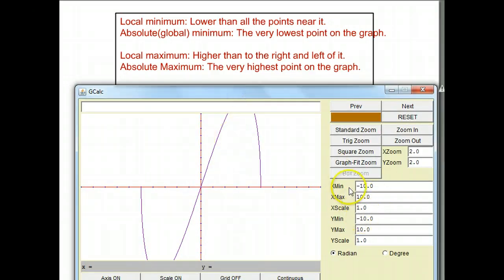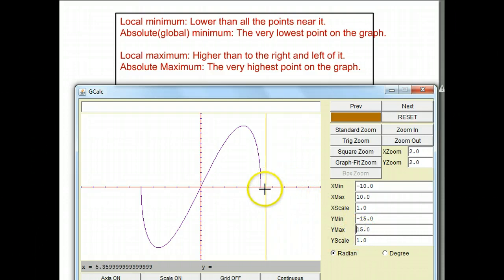Again, it looks like my window's a little small. There's a peak here and a peak here, or a change there that I can't see. So I'm going to make this a little bigger. I'm going to go from negative 15 to positive 15 on my y's. Okay, that's a better look at the graph.